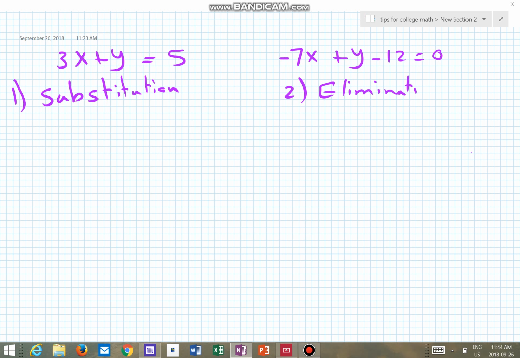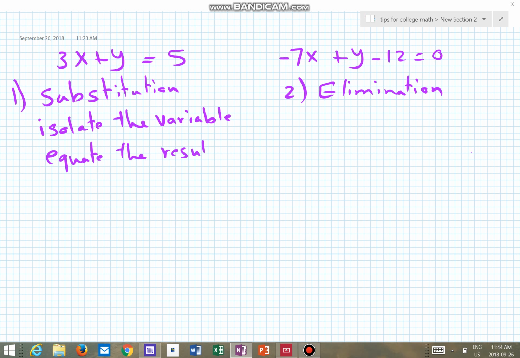So, with the substitution, the idea is to isolate one of the variables, either x or y, and then equate the resulting expressions. So we'll go with that first. If I want to isolate here, it's easy for me to isolate the y from the first equation and from the second equation. So let's go ahead.